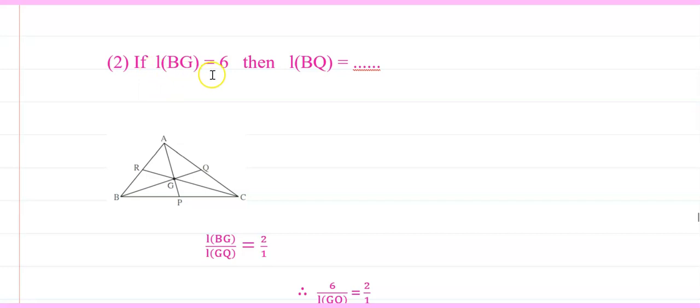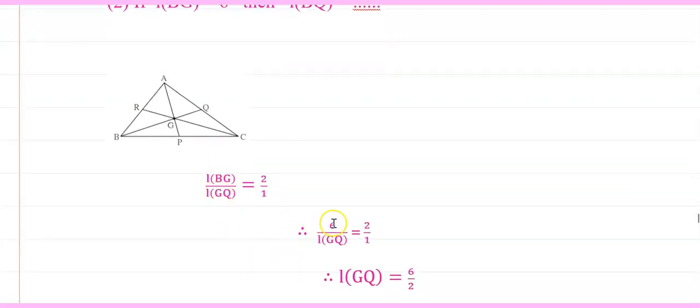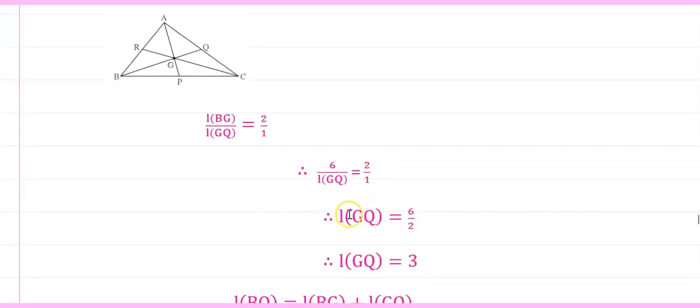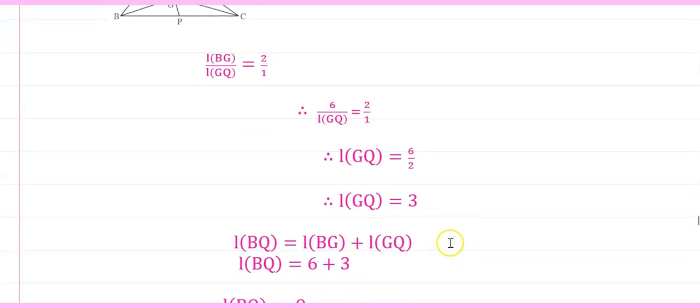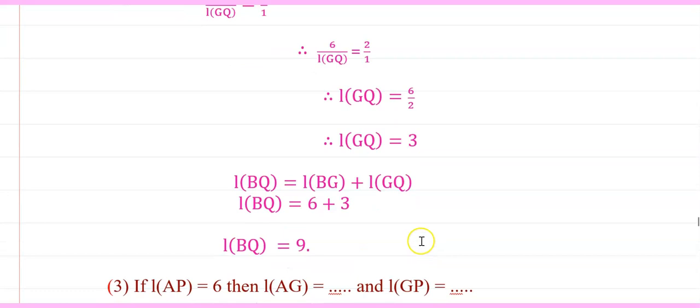Next, length BG is equal to 6 and BQ we want to find out. Now these are the two parts. Here is 6, we can divide it into two parts, which is 3 and 3, and 3 plus 6 is 9. But by using the formula we will find out this length BQ. Now BG upon GQ is equal to 2 upon 1. Substitute the value of BG, which is 6, upon length GQ is equal to 2 upon 1. Make the cross multiplication and length GQ is equal to 6 upon 2. Length GQ is equal to 3. Length BQ is equal to BG plus length GQ, that is 6 plus 3, which is equal to 9.